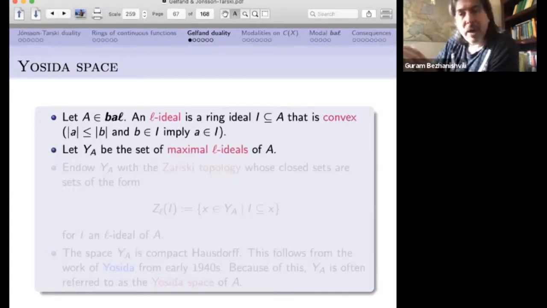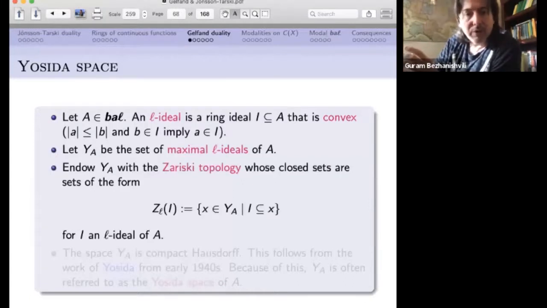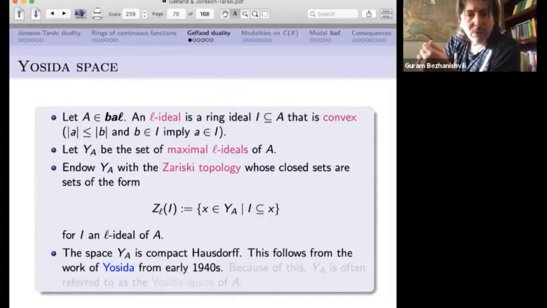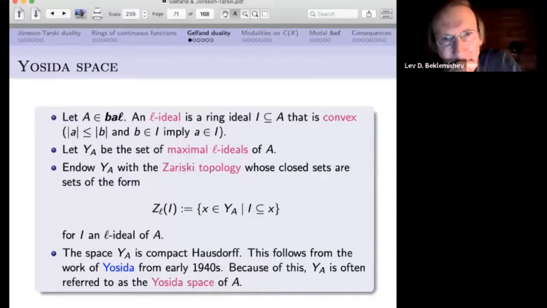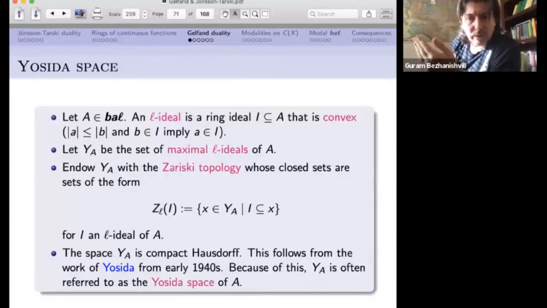And now I want to take maximal such ideals, and then I want to define the topology, which in algebra is known as Zariski topology, which is basically a generalization of how Stone topology is defined. You just take an arbitrary L ideal and you look at all maximal ideals that contain it. These are the closed sets of your topology. And this famous result of Yosida in this language tells you that the space that you build this way is actually a compact Hausdorff space. And this is why these spaces are known as Yosida spaces.